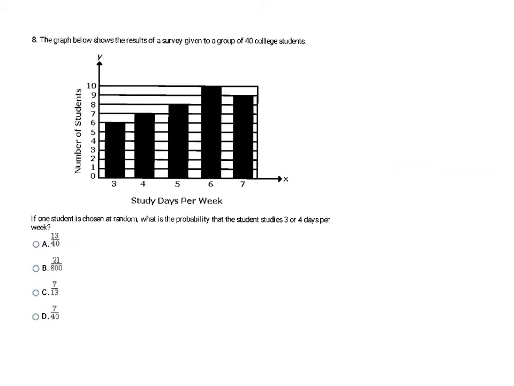The next is looking at a bar graph, and it shows the results of a survey given to a group of 40 college students. One student is chosen at random. What is the probability that the student studies 3 or 4 days per week? So 3 or 4 days per week is going to be these 2 bars. So this bar is a total of 6, and this bar is a total of 7 students. So 6 plus 7 is 13. So there's 13 students that study 3 or 4 days out of the total 40. And I can't reduce that at all, so that's going to make my final answer A.